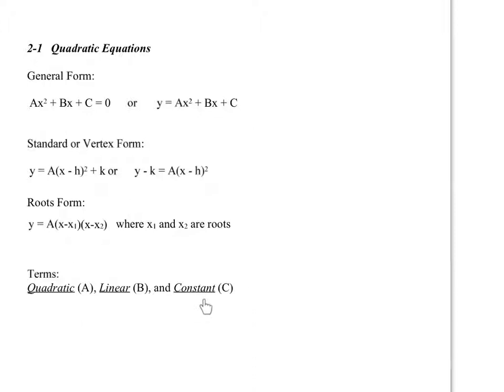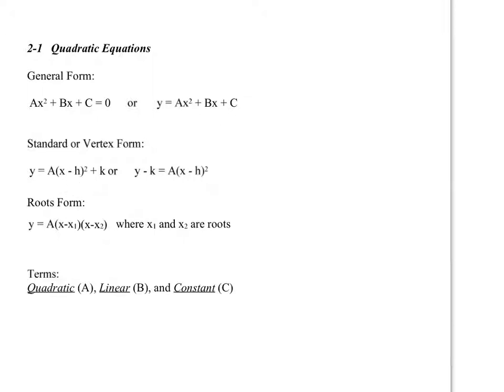It's our constant term. In standard form, or vertex form, I like to call it vertex form, it's y equals a times (x minus h) squared plus k. Or some people like to put the k on the other side by subtracting k from both sides. We won't do this too often until we get to conics. Okay, but of course h comma k is going to be our vertex.